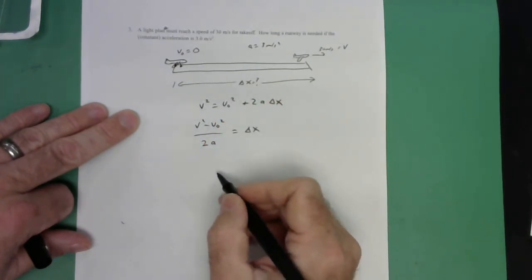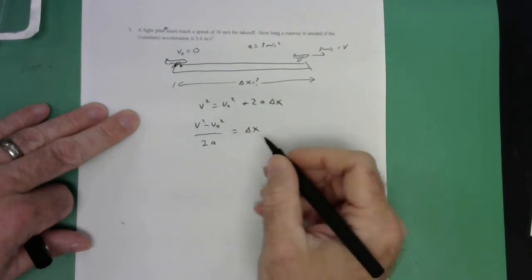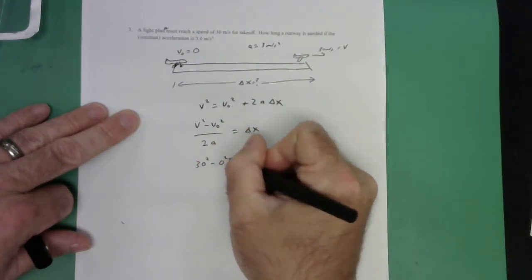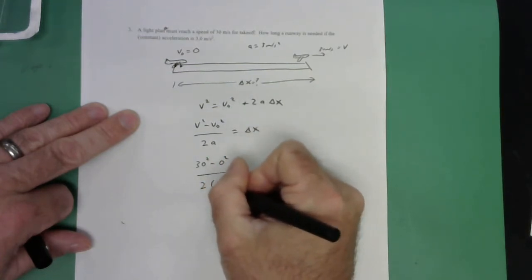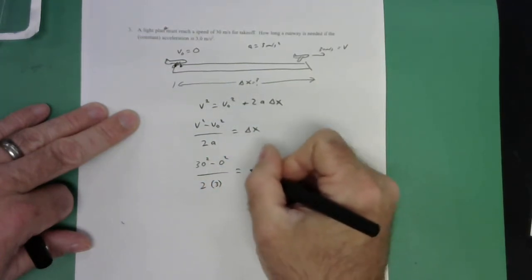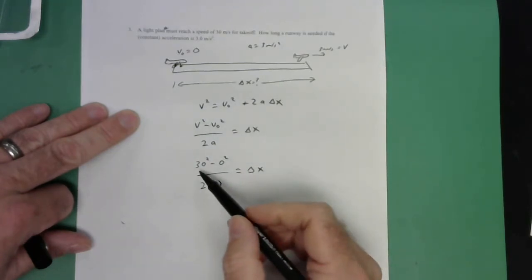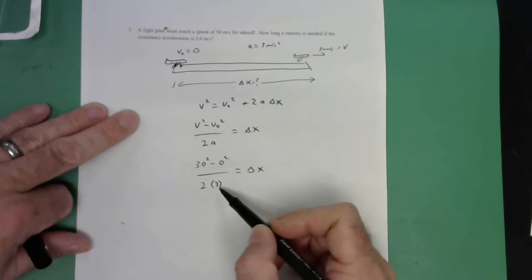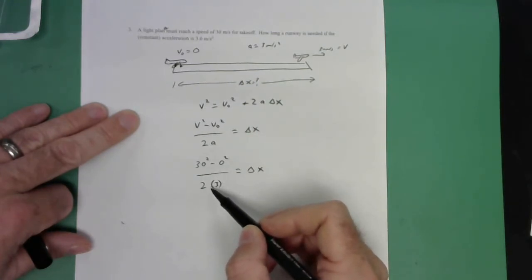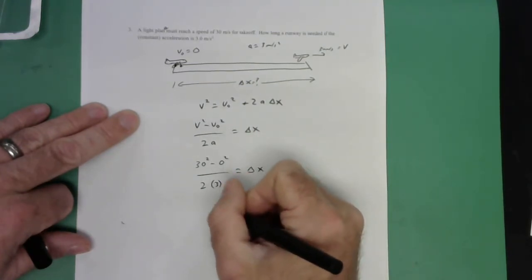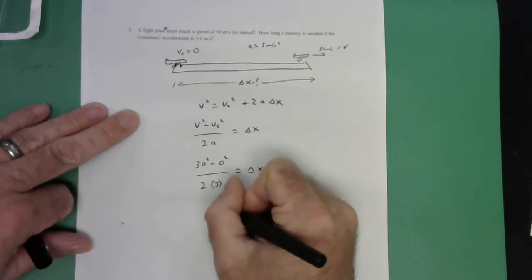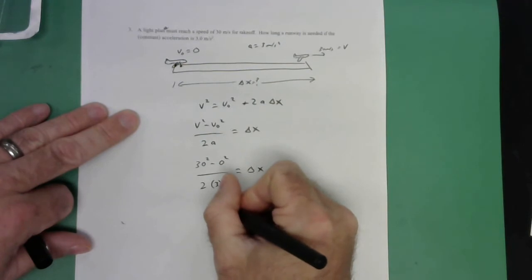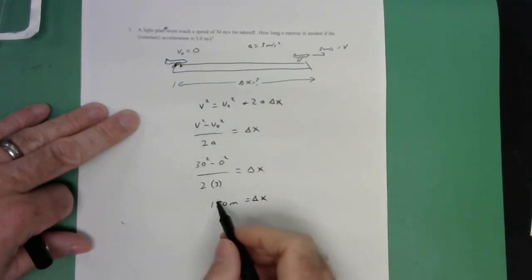Now I can substitute my values in. What's my final velocity? My final velocity here was 30. My initial velocity was 0. 2 times my acceleration of 3. If I do this, 30 squared is 900. 900 divided by 3 would be 300. 300 divided by 2 would be 150. So it seems to me that 150 meters ought to be the minimum length of runway that I need to get up to speed.